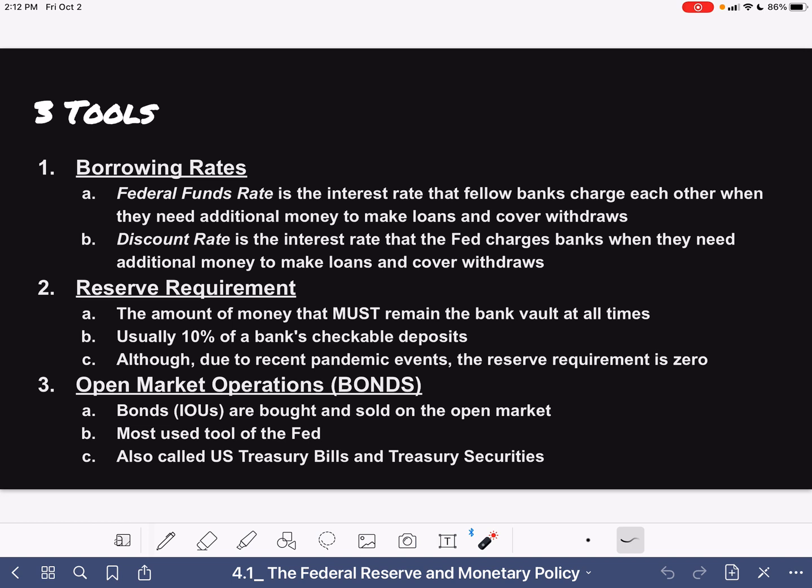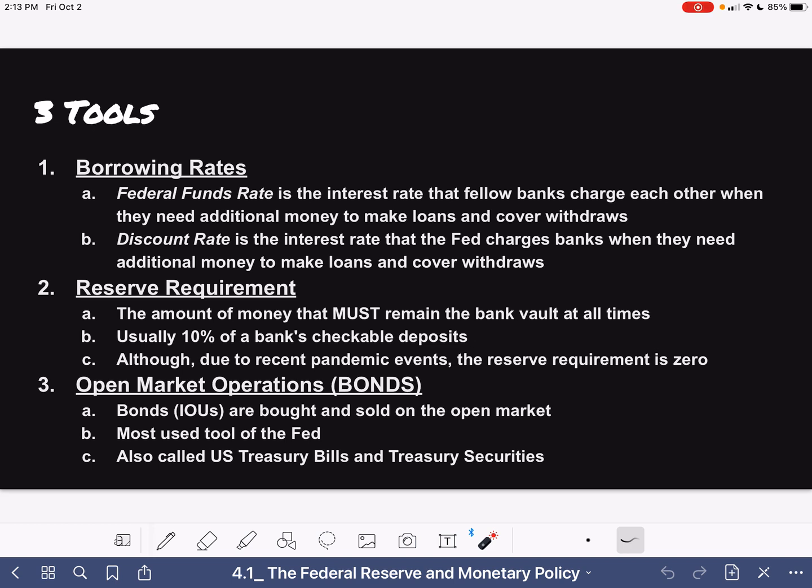The next tool of monetary policy is the reserve requirement, and this is the amount of money that must remain in the vault at all times. So it's usually 10% of a bank's checkable deposits, which is the bank's checking accounts. It's usually 10%, but over the last few years, the Fed has actually required 0% in a reserve requirement, so banks literally just loan out all their money. So the pandemic has caused the reserve requirement to actually officially become 0. So banks are just loaning out money. All the money in the bank is leaving the bank.